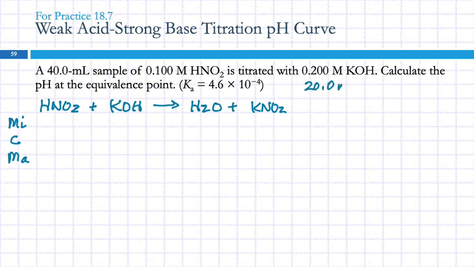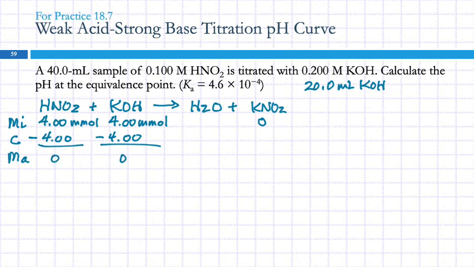So we did the earlier calculation and found out that we're dealing with 20 milliliters of added KOH. So millimoles of nitrous acid, 40 times 0.1. How many millimoles of KOH? 20 times 0.2. This tells me I did my calculation correctly, because this is the equivalence point where we have equal amounts of acid and base. So the change is going to be -4. So these are going to be 0. Change over here is +4.